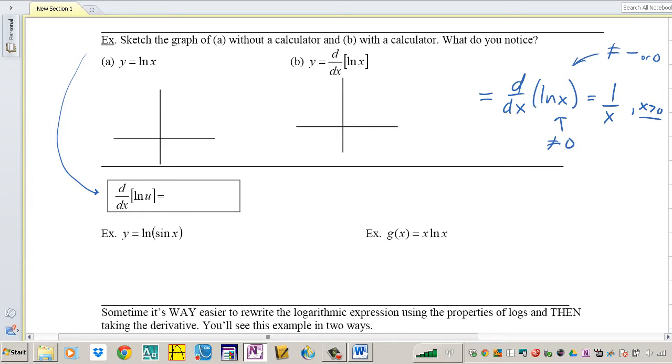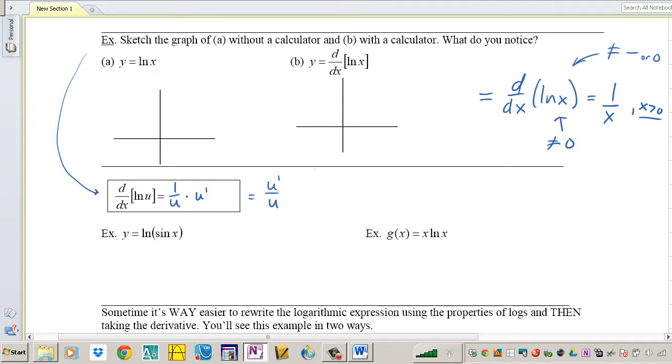Well, the derivative of ln u is 1 over u times the chain rule, which is the u prime. Some people like to just say, well, it's simply the u prime over the u, and that is your derivative of ln u.